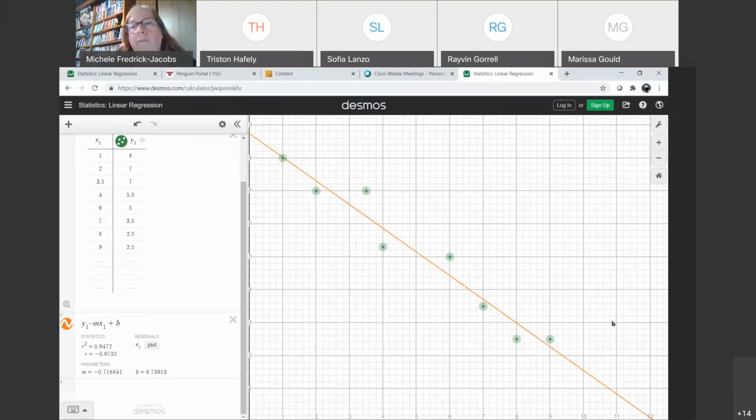Oh, okay, so I see where it gives us m and b and the r squared. So that r squared, that 0.9472, is, so if it was 1, it'd be directly on the line? Yes, all the points. Okay, all right.